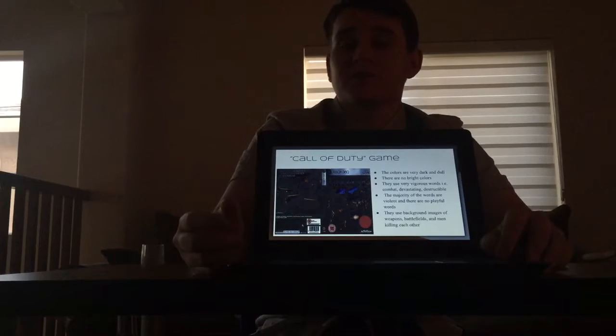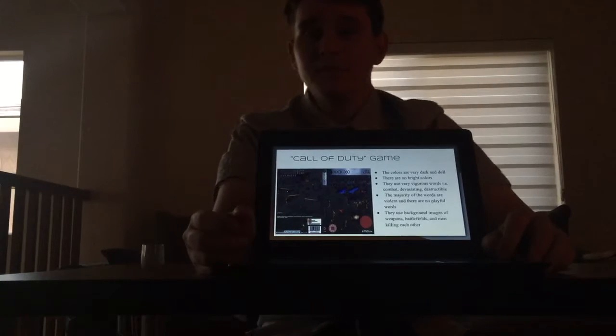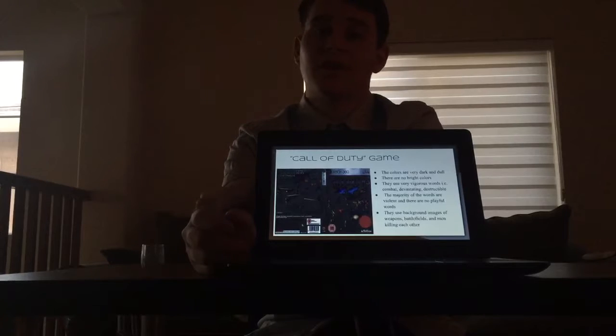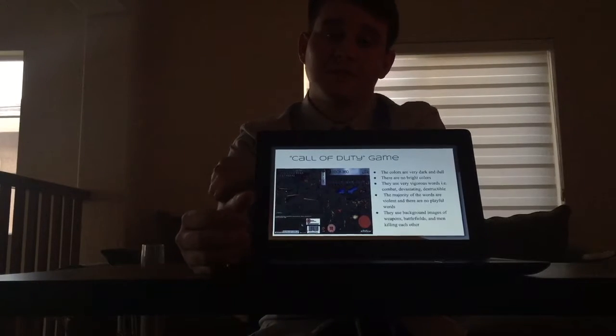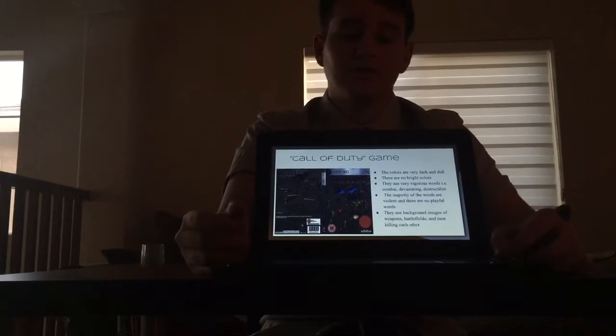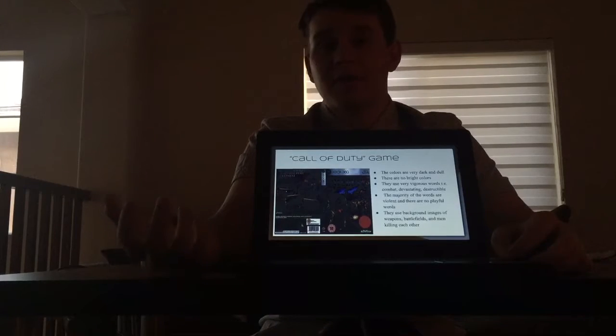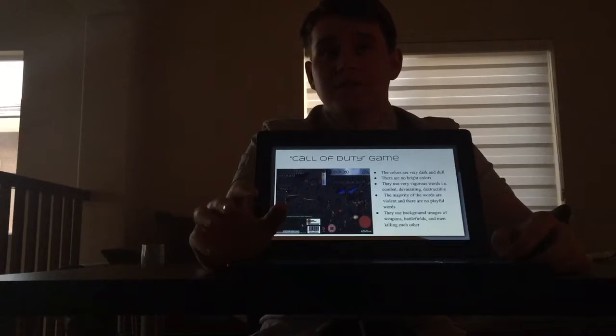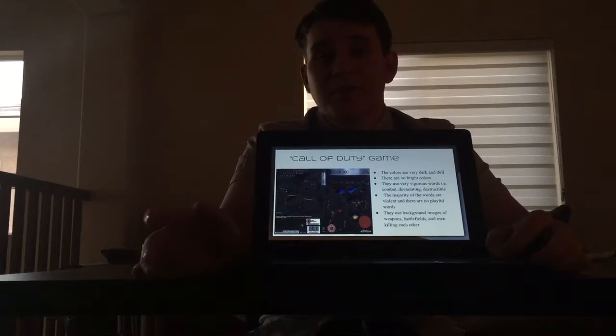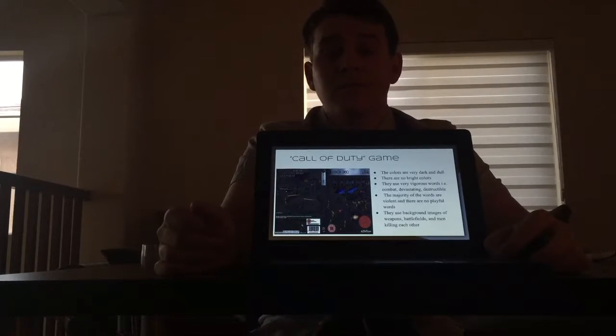The first thing that is noticeable about this video game, unlike the My Little Pony video game, is that the colors in this game particularly are very dark and dull. The main colors that are used are black, gray, and brown. And you see absolutely no colors of pink or purple like the My Little Pony video game.